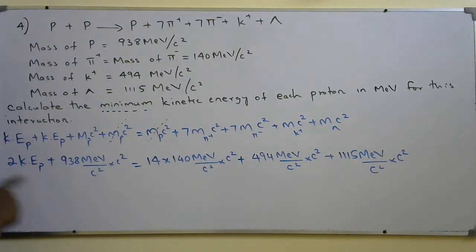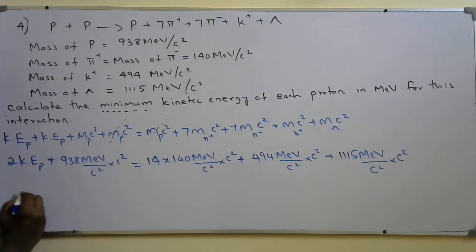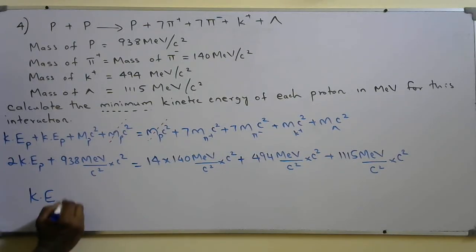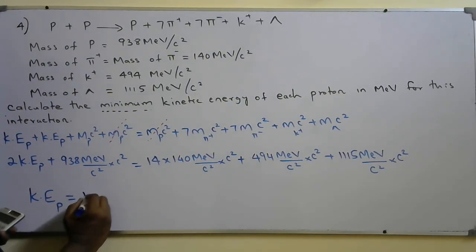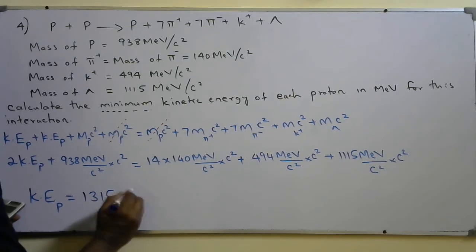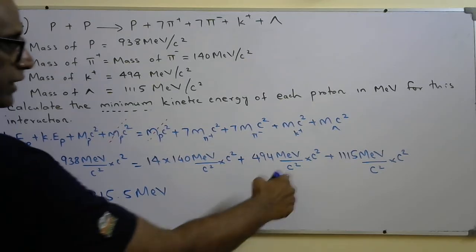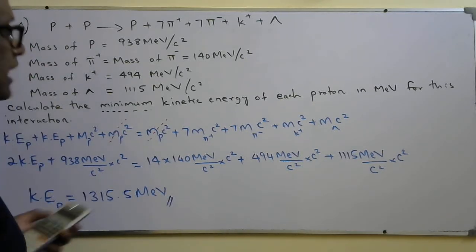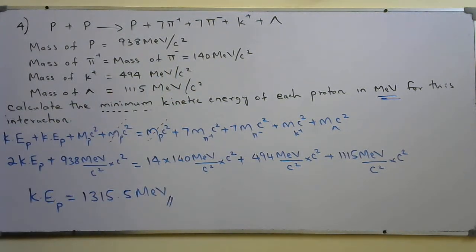So what I am finding is the kinetic energy of protons, which is minimum. Solve it, you will get the final answer. So easy, c squared, c squared, c squared, c squared, all will get cancelled. Solve it and find the minimum kinetic energy of proton. Okay, so the answer is 1315.5 mega electron volt. C squared will get cancelled, so mega electron volt. That's the answer. They asked to find it in mega electron volt. So that's the minimum kinetic energy of the proton.